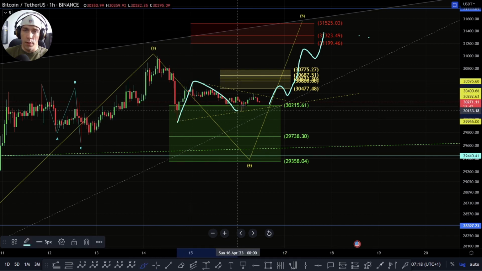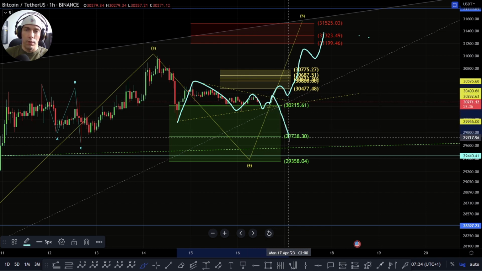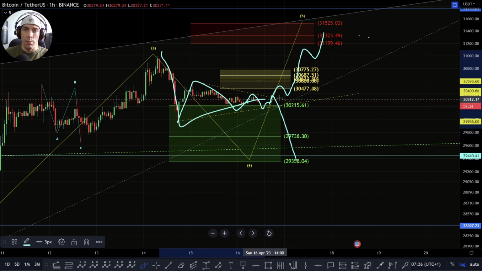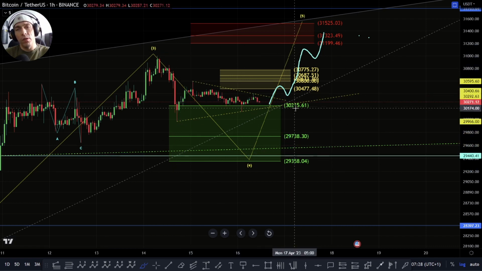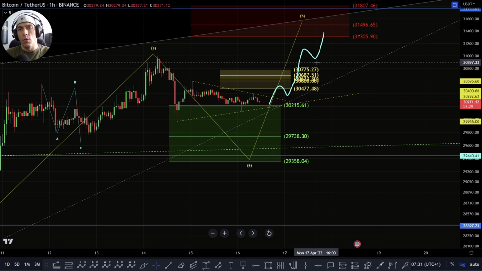The problem is we could also have this in a different way. This could be A, B, C, D. We come and form another three-wave move up potentially and then break to the downside, where this becomes a B wave triangle C. So these are the two things that I'm currently looking out for at the moment within this.